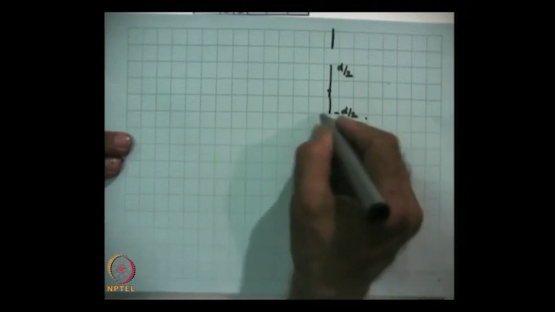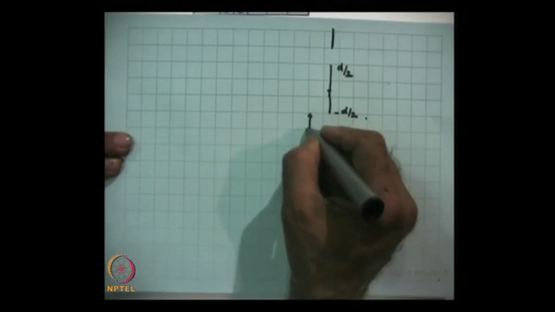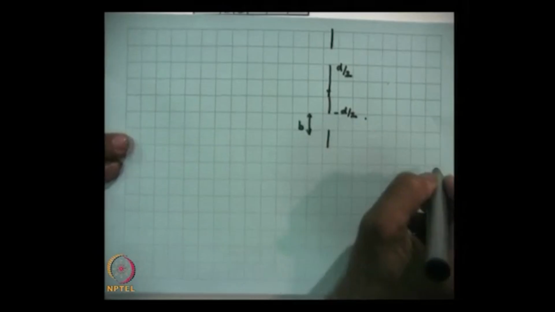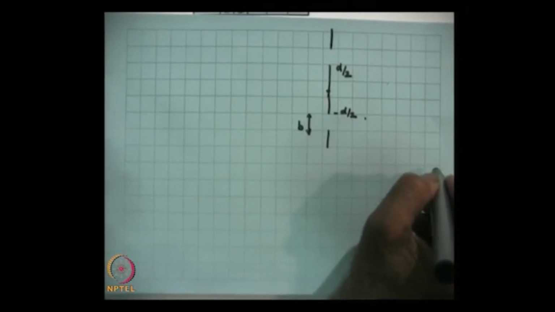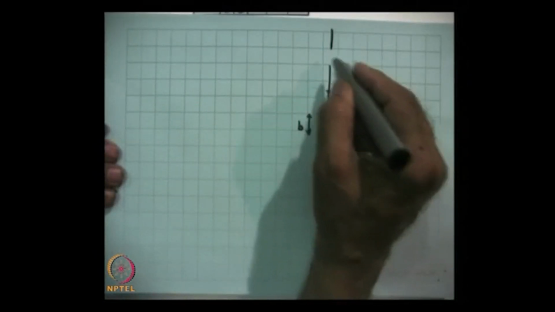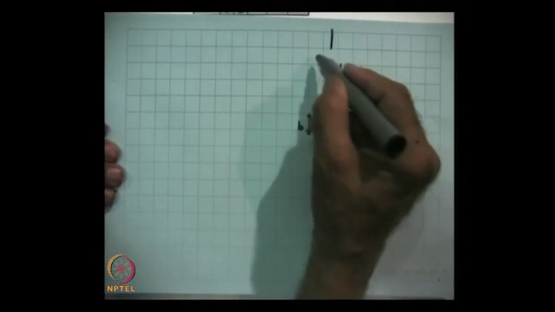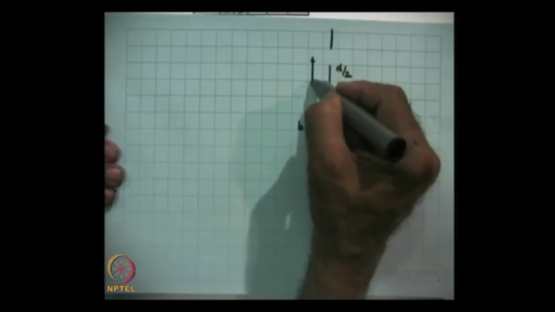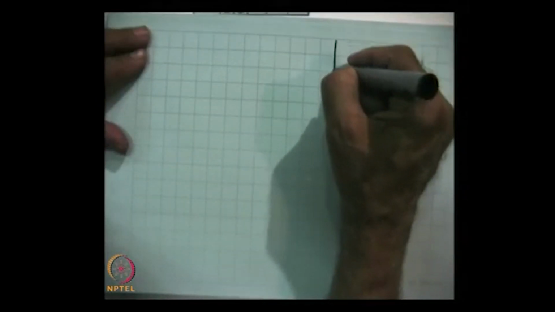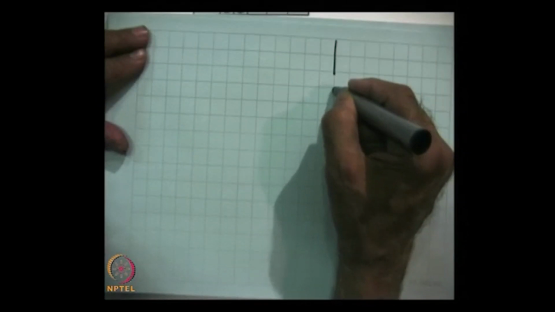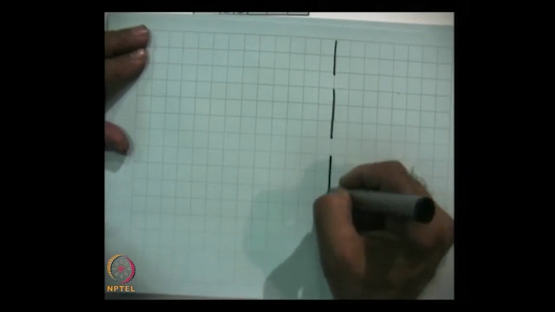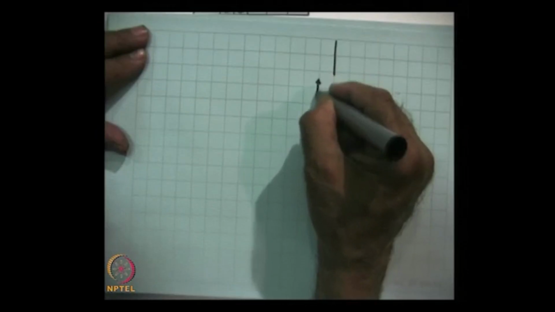And the width is b. So, I am sorry, the distance between the slits is d. Let me do this again. I have two slits, one here and one here. The distance between the two slits is d.